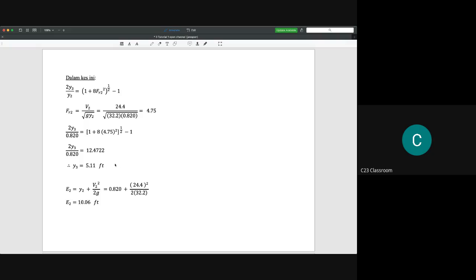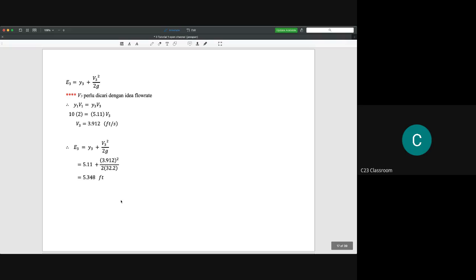Okay. So we have obtained the height Y3. And then if you read the question again, it says there is energy loss. So now we would like to discuss the energy dissipation, which means the energy loss. Okay. Now first, we know that the energy at point 2 is 10.05 feet. We could calculate it using our previous data. So this is the total energy before the hydraulic jump.